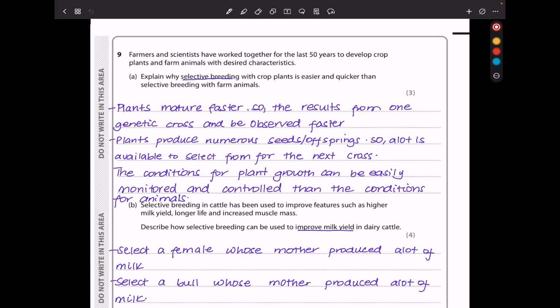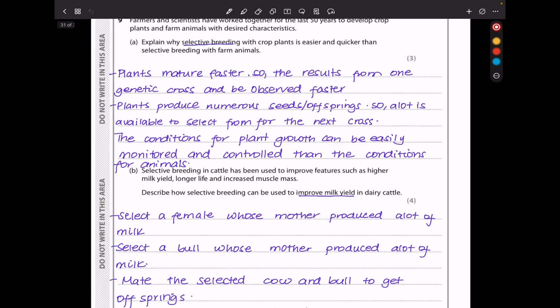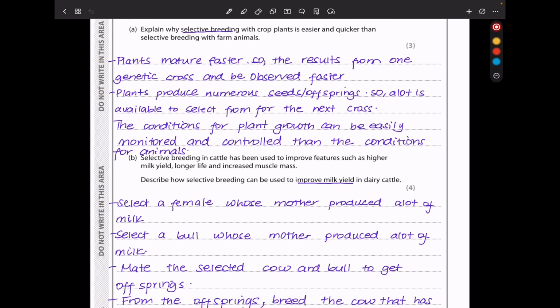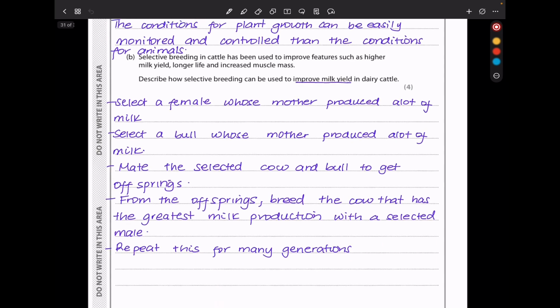However, plants mature within a shorter period of time and they have multiple offspring, so it's easier to study using plants. So I said plants mature faster, so the results from one genetic cross are observed faster, and plants produce numerous seeds or offspring, so a lot is available to select from for the next cross, and the conditions for plant growth can be more easily monitored and controlled than conditions for animals.